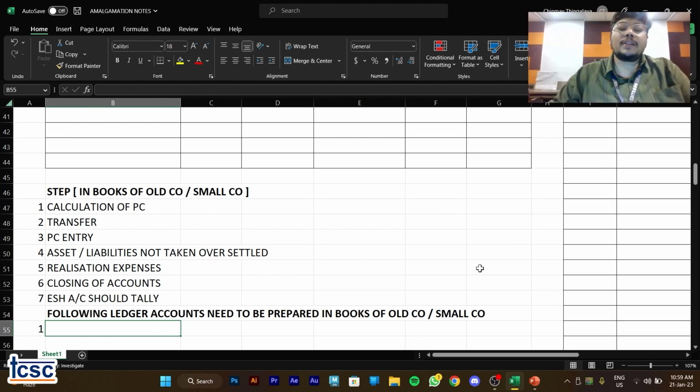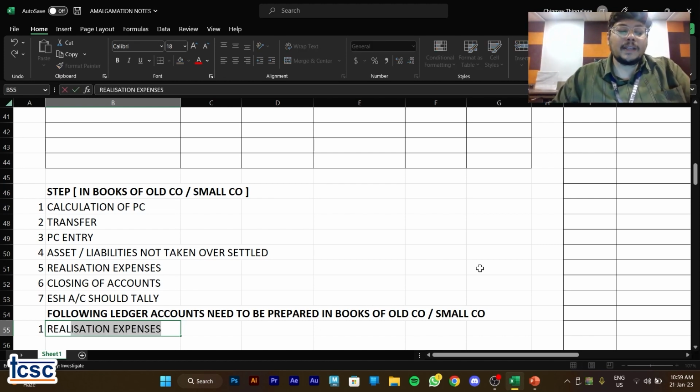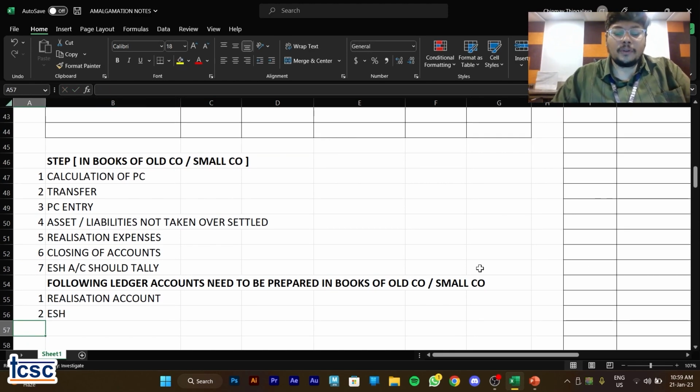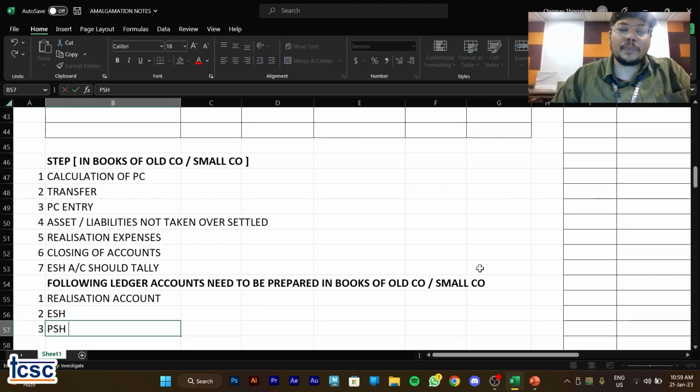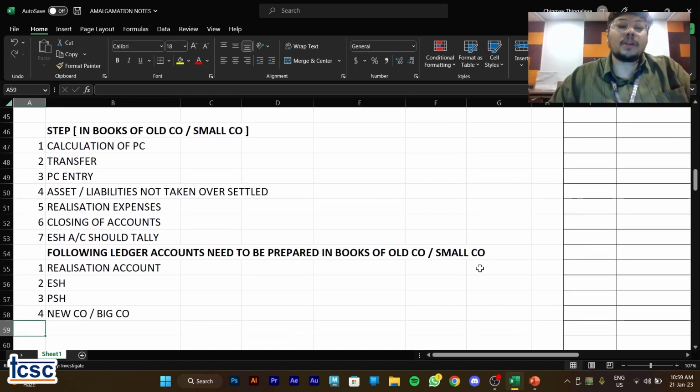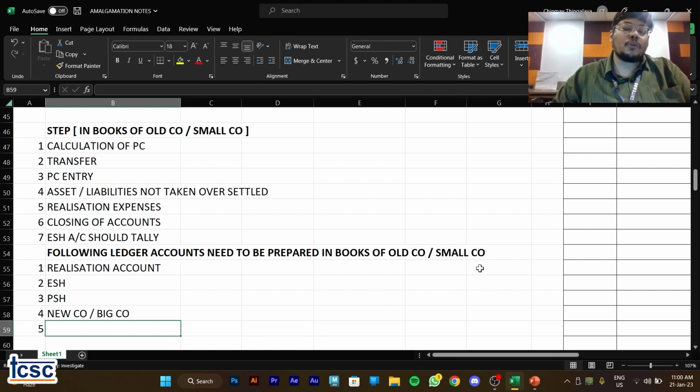Now, what are the various ledger accounts which we need to prepare in the books of the old company and new company? Because there's a big question of what the ledgers are and how many ledgers we are supposed to prepare. So the first basic ledger which we are going to prepare is the realization account. Second, we are going to prepare the ESH account. Third, we'll be preparing the PSH account. Fourth, we'll be preparing the new company account, or big company account. Now, why am I using the words new company and big company? New company in case of external reconstruction and amalgamation, and big company in case of absorption.